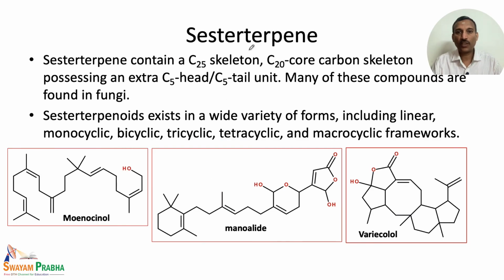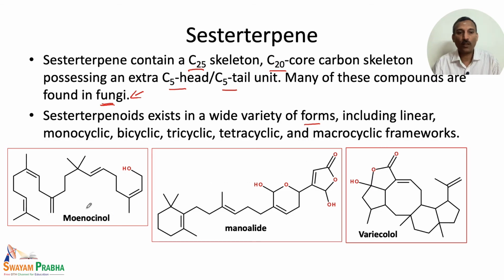The next one is the sesterterpene. The sesterterpene contains a C25 skeleton. The C20 core carbon skeleton has an additional C5 head or C5 tail unit. This is a different type of terpene, and many of these compounds are found in fungi. So this is the only exceptional case. Whatever we have seen so far, all the terpenes are obtained from either plants or animals, and sesterterpenes are found in most of the fungi, and they exist in a variety of forms, including linear, monocyclic, bicyclic, tricyclic, tetracyclic or macrocyclic frameworks.